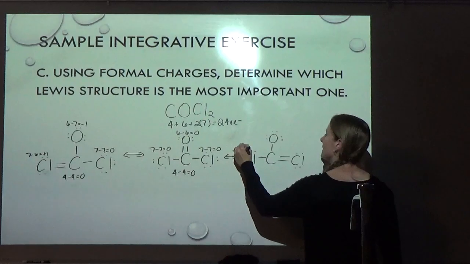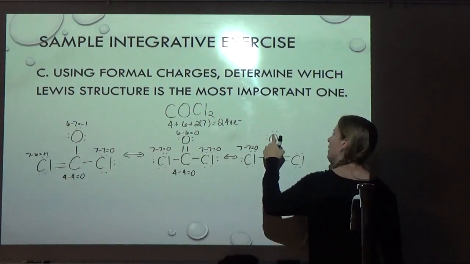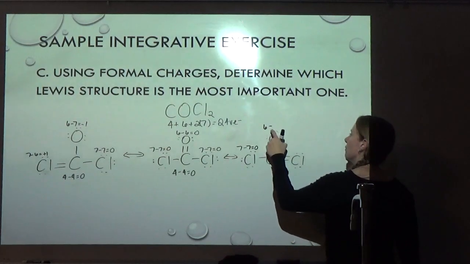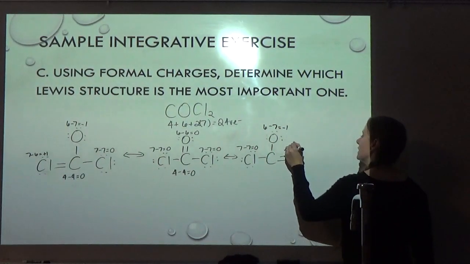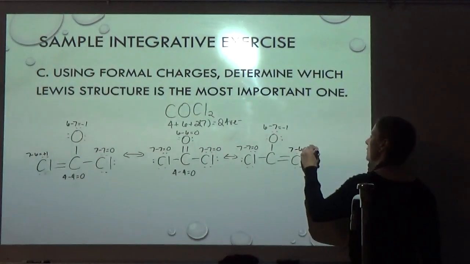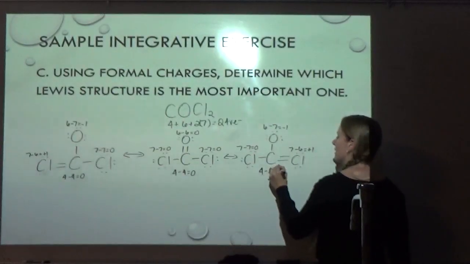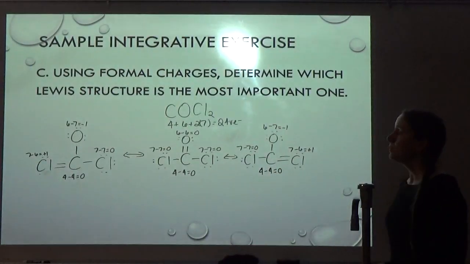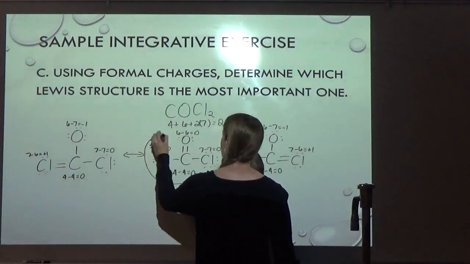Alright, so Cl is 7. We gave it 7. So it's 0. O is 6. We gave it 7. So it's -1. Cl is 7. We gave it 6. So it's +1. And C is 4. And we gave it 4. It's 0. So remember, we want one where all the formal charges are 0 if possible.